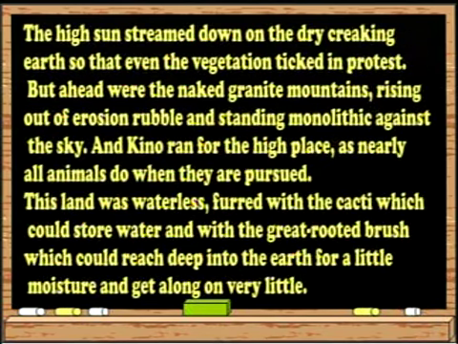The high sun streamed down on the dry, creaking earth, so that even the vegetation ticked in protest. But ahead were the naked granite mountains, rising out of erosion rubble and standing monolithic against the sky. And Kino ran for the high place, as nearly all animals do when they are pursued. This land was waterless, furred with the cacti which could store water, and with the great rooted brush which could reach deep into the earth for a little moisture and get along on very little.